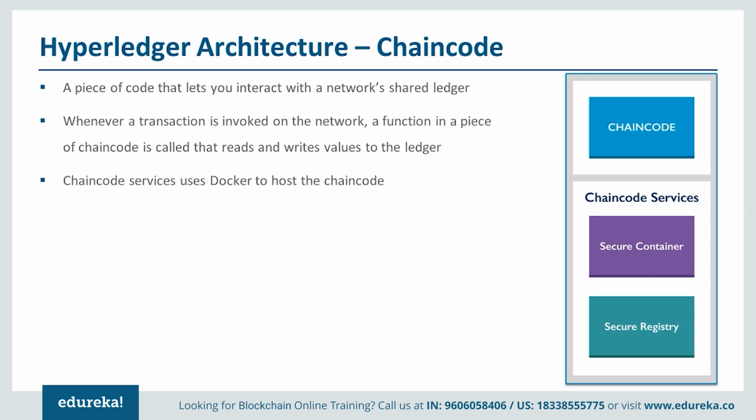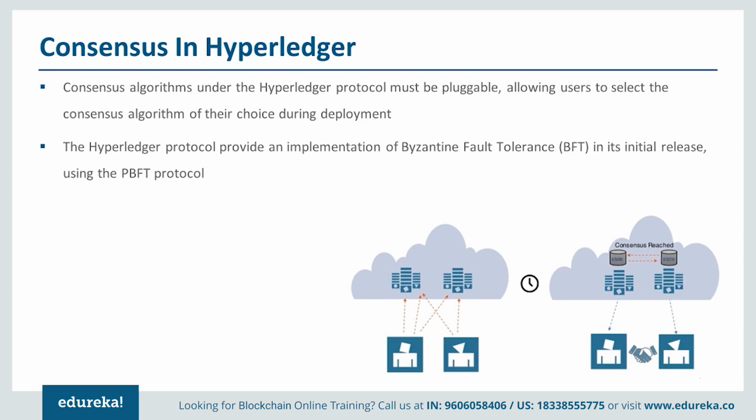Chain code, this is basically your smart contract piece of code that lets you interact with the network shared ledger. Whenever a transaction is invoked on the network, the function in the piece of chain code is called that reads and writes the value to the ledger. This is generally present only at the endorser nodes and not at all the nodes. The chain code services use Docker to host the chain code. As I mentioned, by default, you have Byzantine fault tolerance in initial releases, but you can always plug and play.